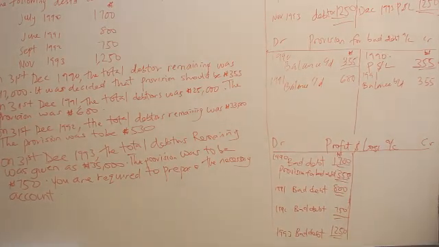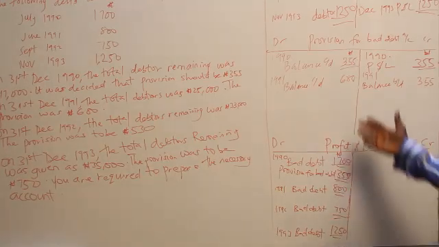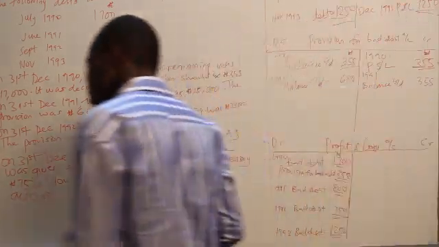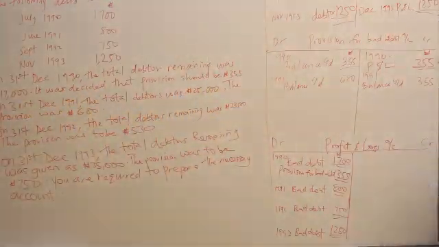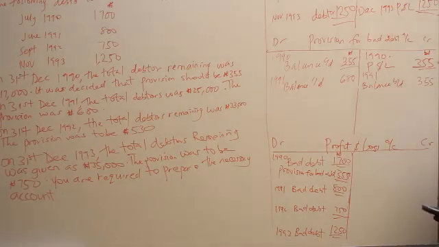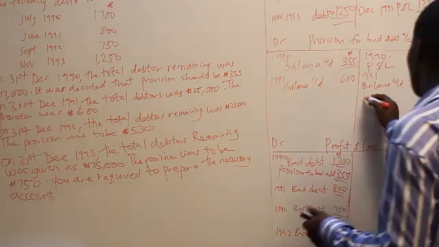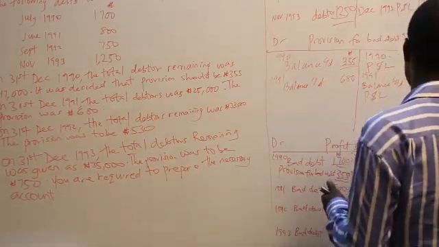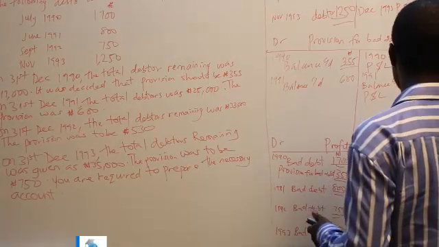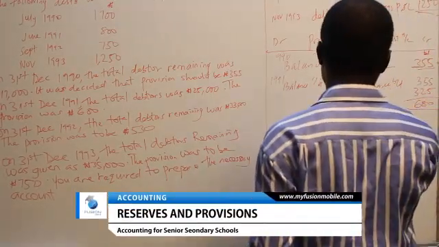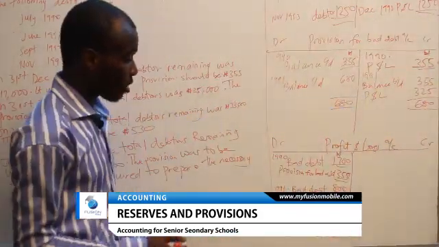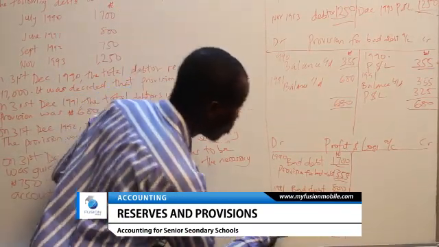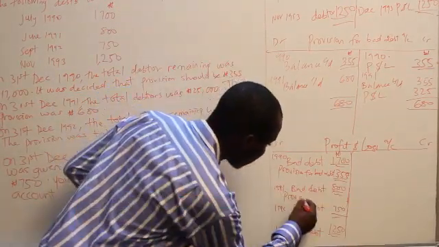So we have an increase in provision for bad debt. So the difference between the 680 and 355 will be taken to the P&L account. So the difference is 680 minus 355. So we have 325. That will be taken to the P&L account, 325. So we can balance 680. So we can then have in 1991 provision for bad debt.